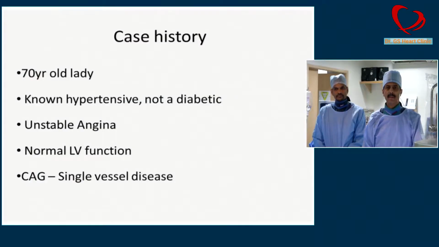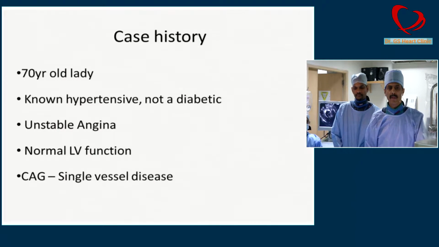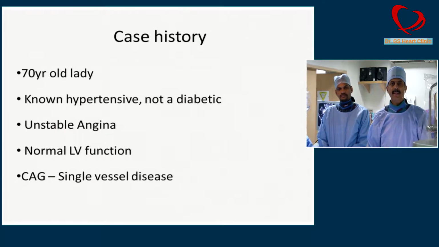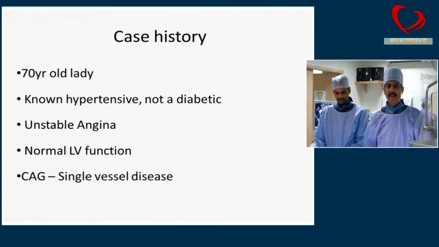So we have an interesting case. This is a 70-year-old lady. Can you show the PowerPoint slides, please? Yeah, this is a 70-year-old lady who had come with unstable angina. She's a known hypertensive and she's not a diabetic. And her LV function is normal. Her coronary angiogram shows a single vessel disease.